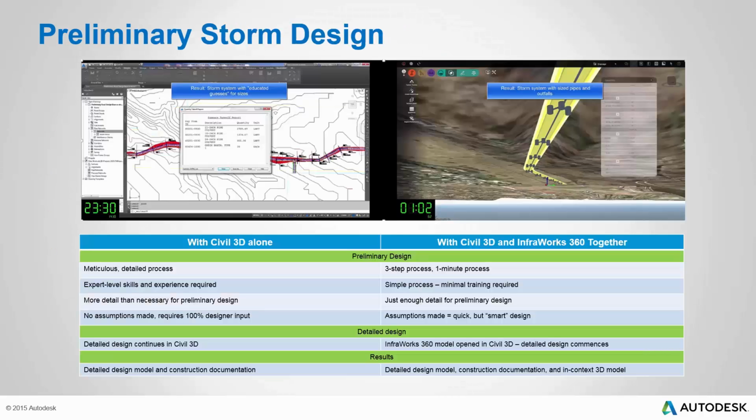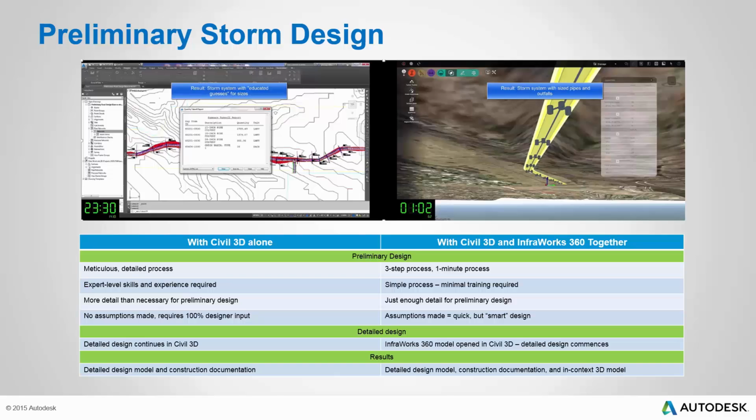So let's look at a comparison of Civil 3D alone versus Civil 3D and InfraWorks together. With Civil 3D alone, preliminary storm design is a meticulous, detailed process, whereas with InfraWorks 360, it's a three-step process that takes just over 1 minute in this example. Civil 3D requires a lot of skills. It takes a fair amount of training to learn how to design a storm system in Civil 3D. Whereas with InfraWorks 360, it's a simple process. It doesn't take a lot of training.